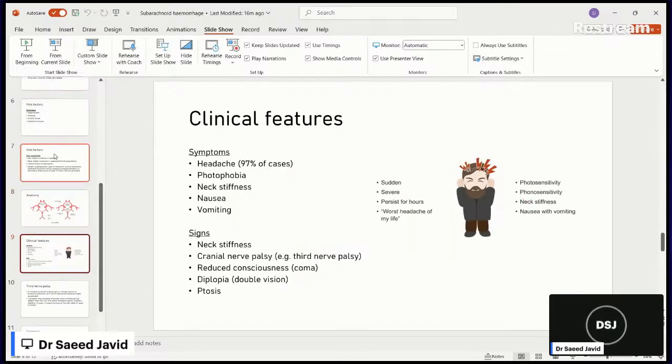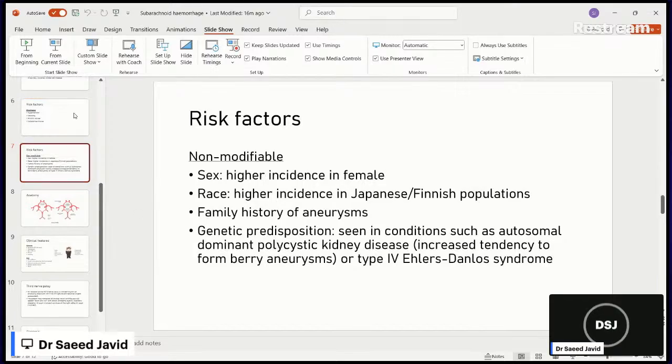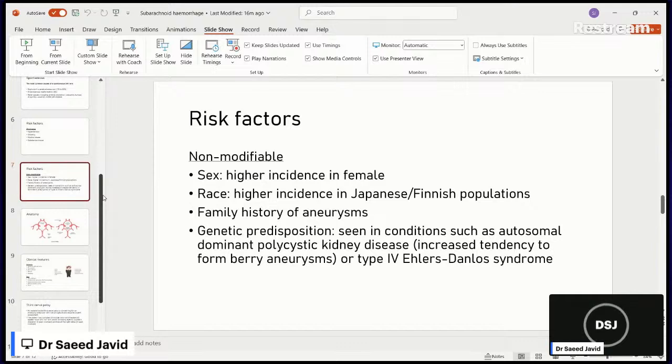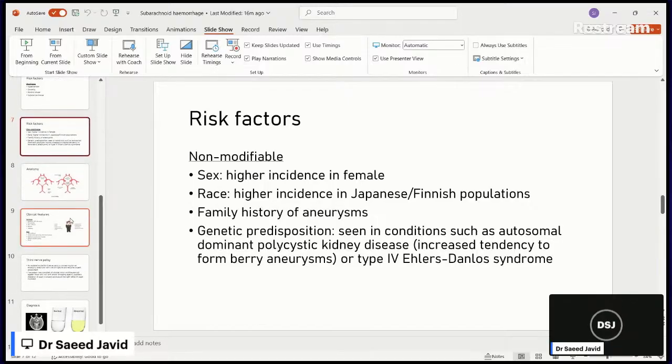So a quick overview. We've talked about subarachnoid hemorrhage and the different types, most of them traumatic and some of them spontaneous. We've talked about traumatic ones associated with road traffic collisions, and we've also talked about how spontaneous ones are usually due to the rupture of cerebral aneurysms in around 80 to 90% of cases. That's where we're at the moment.